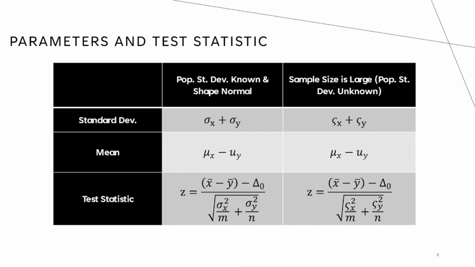Okay, so looking at the parameters that we need to use, again, we're still defining standard deviation and mean and test statistic, but the definitions are a little bit different. Starting with the mean, the mean is essentially just the difference between the means of the samples, ideally the population, but we'll be using the samples to estimate that.